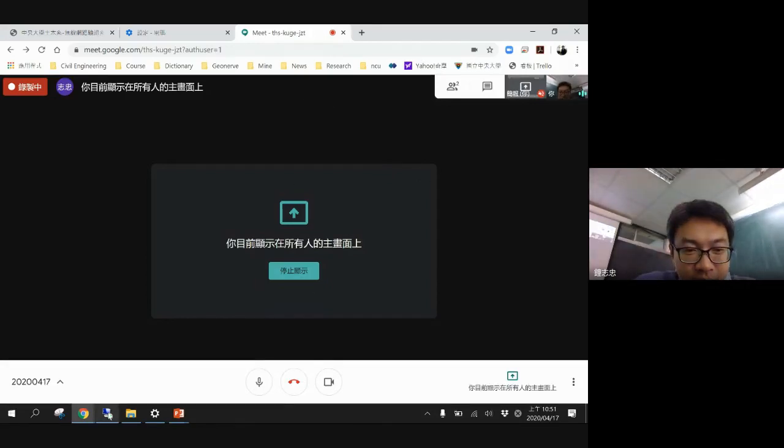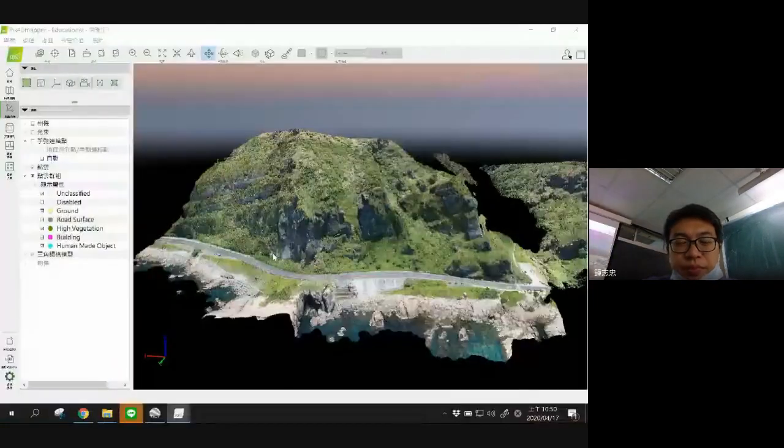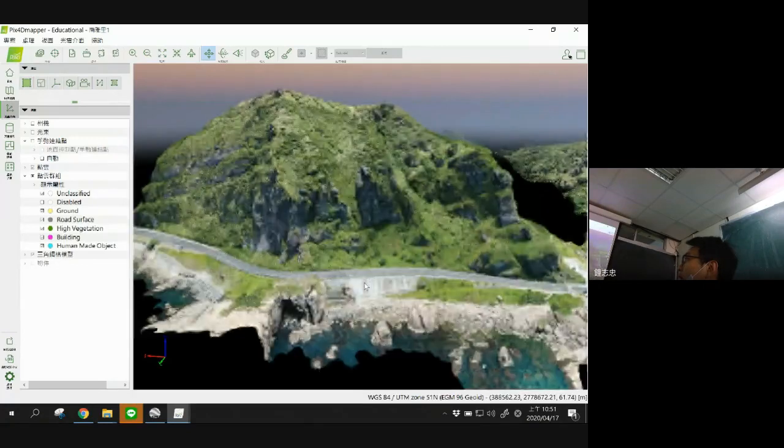So I will show you here. Can you see here? This is the 3D model of northern Taiwan. Okay, so this is the main rock slope I try to monitor.